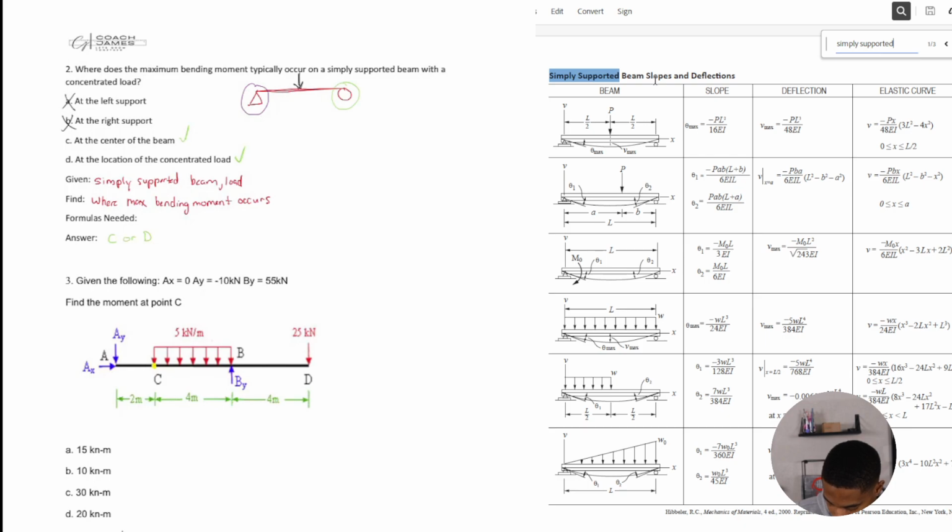We're trying to find the moment at point C. Okay, so what we need to do to determine moment is just going to be the area underneath the shear diagram, right? Or you could say it's the force at that point times the distance. All right.